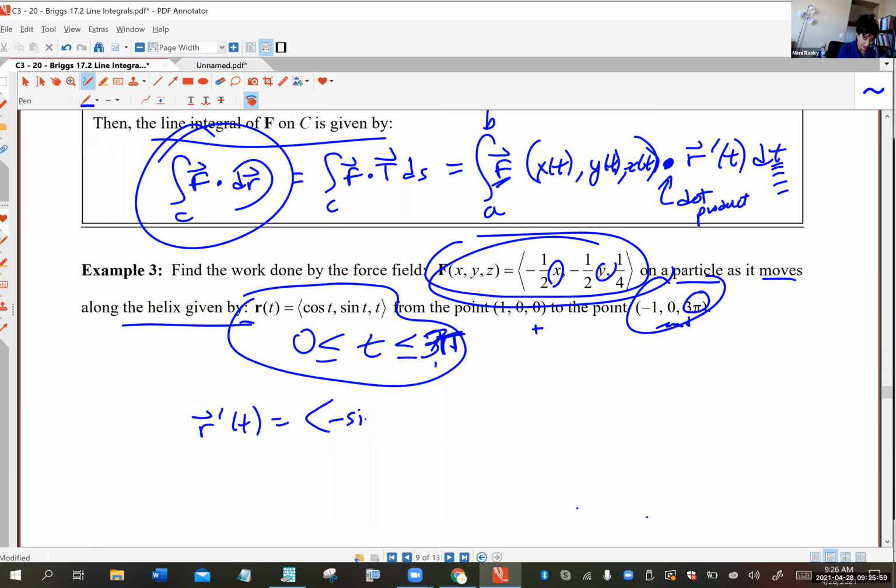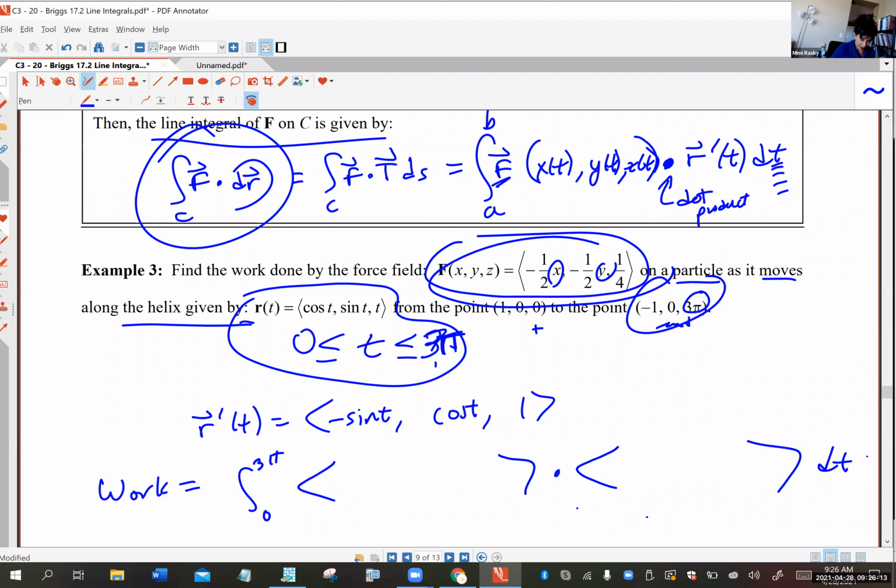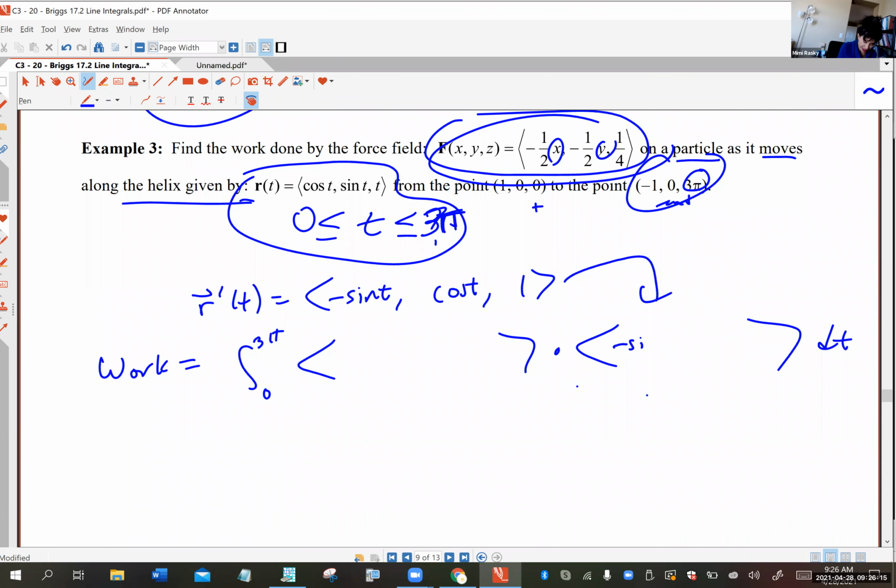Well, it's pretty easy to find this r prime. And so your work done is going to be the integral going from 0 to 3 pi of the dot product of two vectors. We already know that r prime is -sine t, cos t, 1. For the vector field, don't write this down. This is wrong. I don't want to see x's and y's in there. That's bad. The 1/4 I'm okay with. You can't really do anything with the 1/4, it's just a constant. But I don't like x's and y's. So what are you going to put in place of an x and in place of a y?